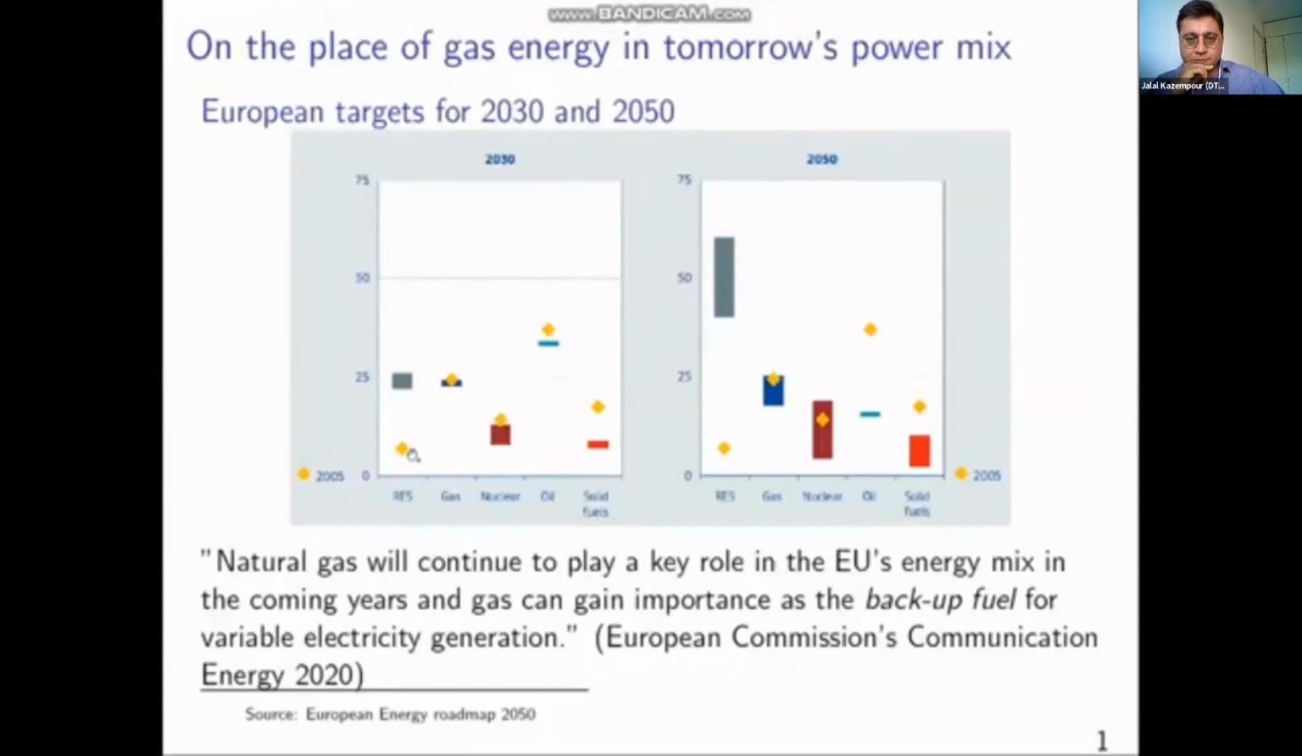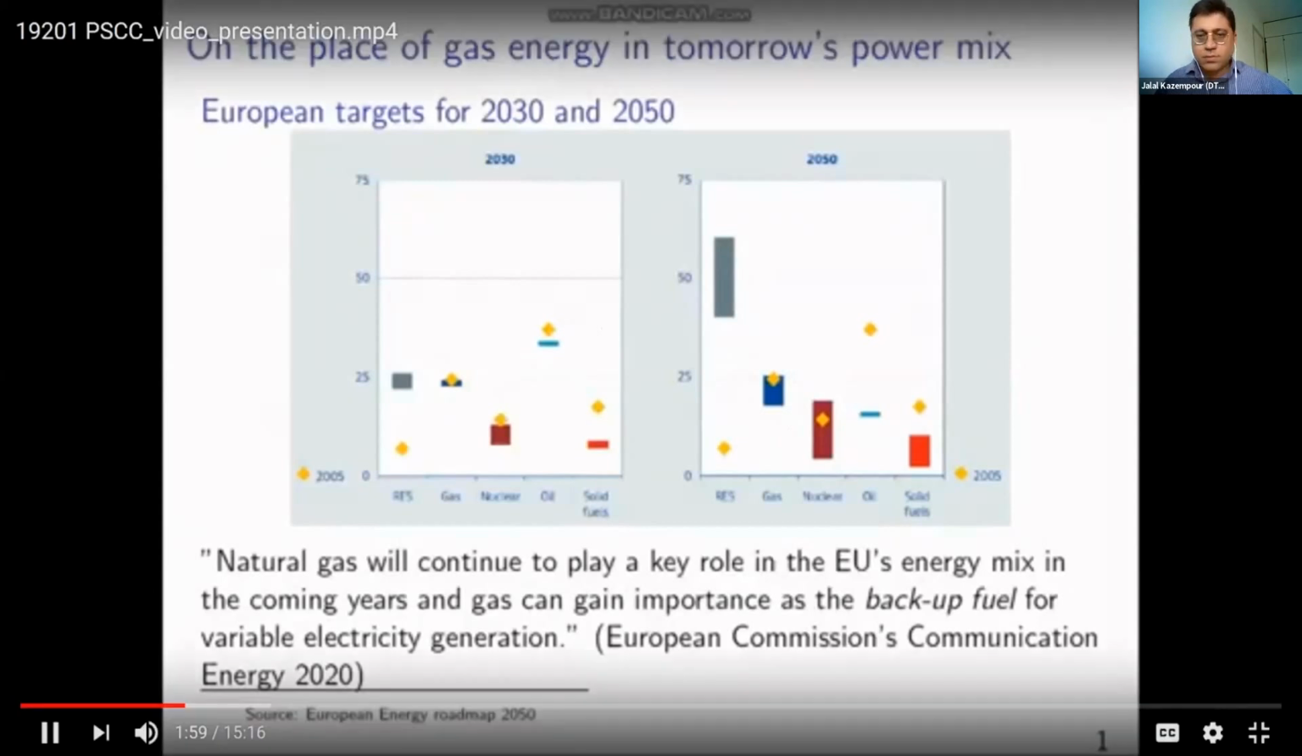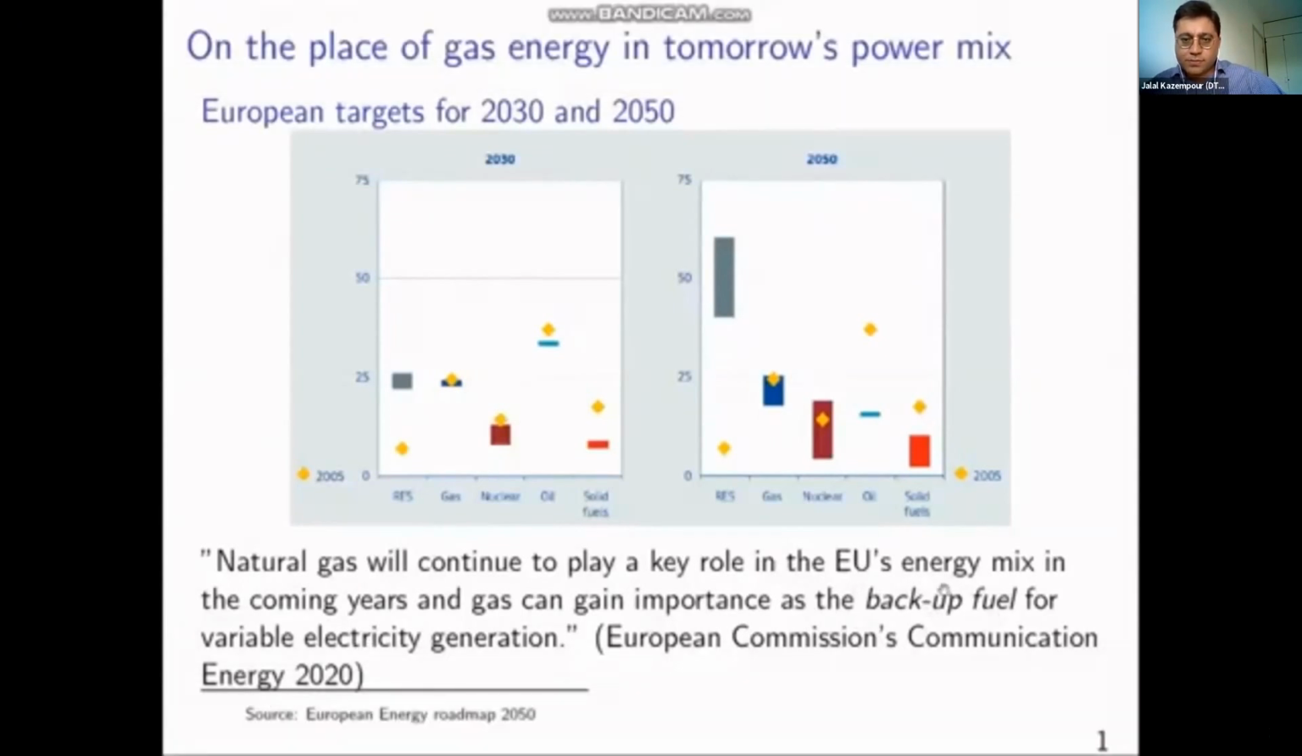And the other color is the forecast for 2030. And you can see that the European Commission wants to push up the renewable energy and push down the oil, nuclear, and solid fuels. But the gas energy remains more or less the same. And even for 2050, where they plan to have at least 40% and up to 60% renewable energy sources, we still have a high importance of gas energy. And the reason of that is because renewable energy sources introduce uncertainties on the production side, and so we need, as it is said here, a backup fuel for the variable electricity generation, and this backup fuel is in fact the gas.